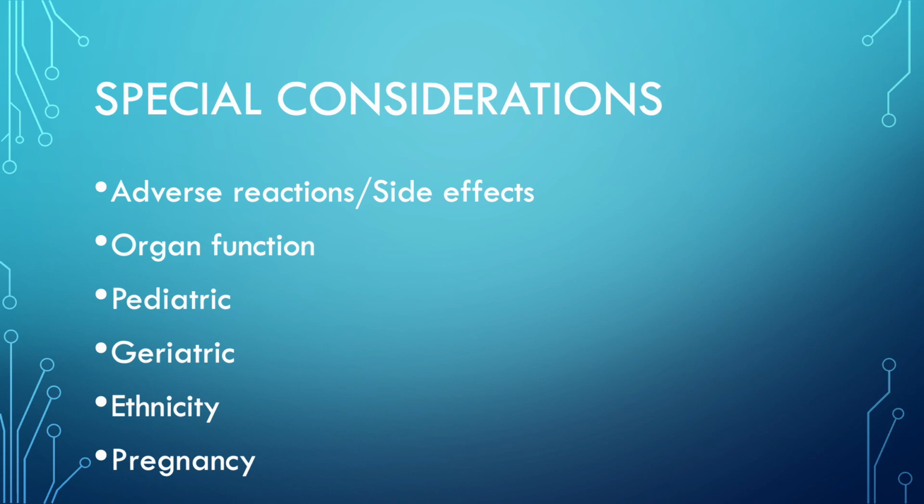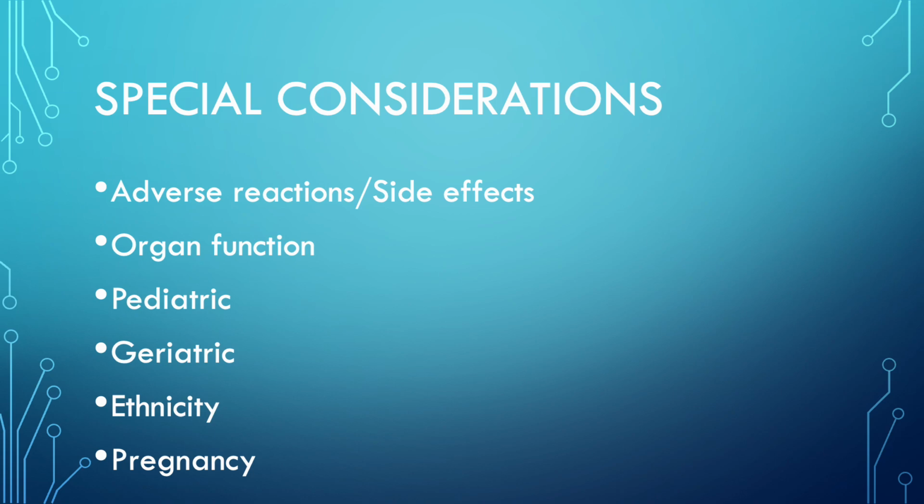Even ethnicity can be a consideration when we're giving a drug. It has been shown that Asian nationalities can have a greater response to blood thinners and may need a lower dose. So we have to even keep in mind what ethnicity a patient is when we're giving them drugs. African American people have been shown to have a greater risk for hypertension, so they may need higher doses or multiple hypertensive medications. And finally, we have pregnancy.